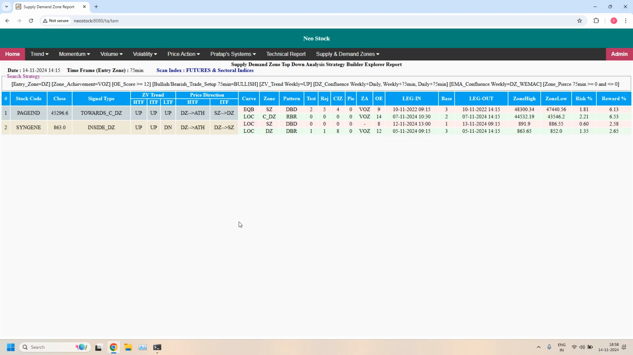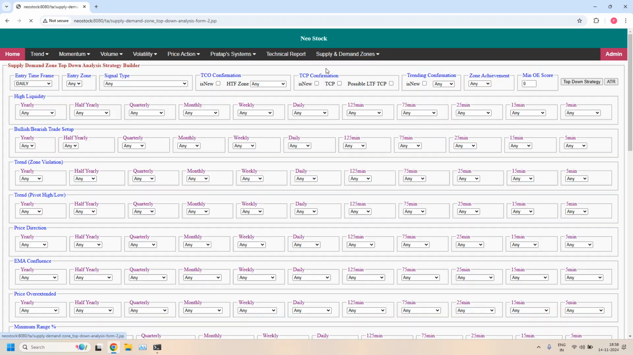Excellent. This is about bullish trade setup for weekly income trade. Next, bearish trade setup for weekly income trade. Entry time frame is 75 minutes. Entry zone is supply zone. In bullish or bearish trade setup, at 75 minutes, I am selecting bearish.